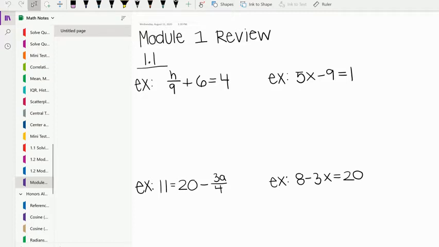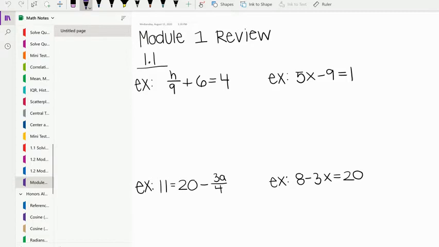Alright, so this is a video on Module 1 review before you take your quiz. This will just go through the main concepts that you need to know for the quiz. So the first section is 1.1, and these are just solving basic two-step linear equations.